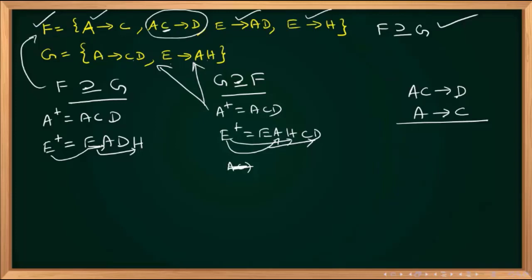I have AC to D and A to C. If these two, listen very carefully, I can remove any attribute; that is the redundant attribute. You leave whatever attribute you want to leave, and take the closure of the remaining one. If you want to leave C, take A closure. In the A closure, C is there. After that, you should not consider this one.